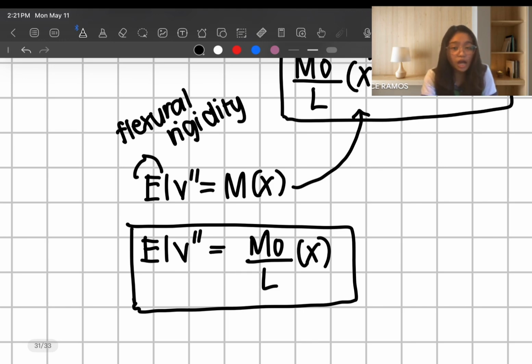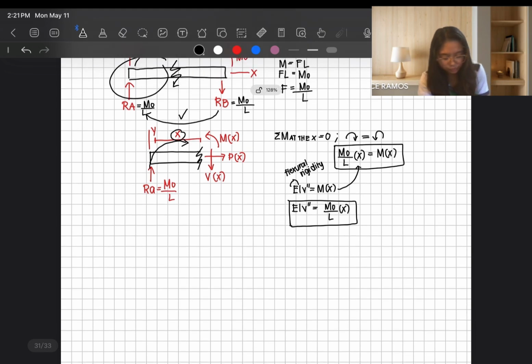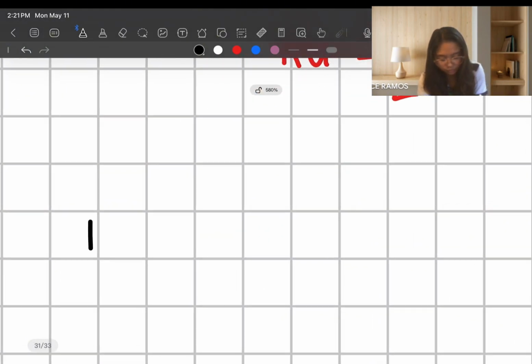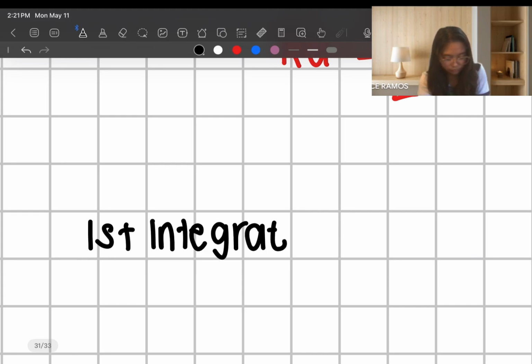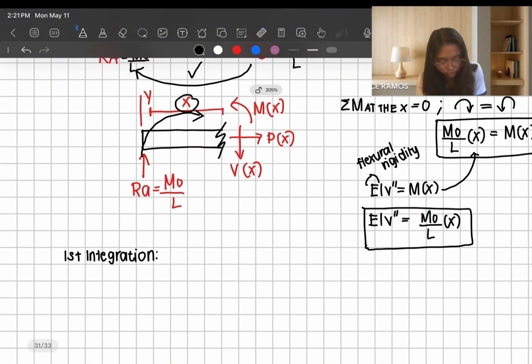And now, we will proceed to the double integration method. So, ano po yung sinasabing double integration method? So, double integration will help us to find the slope and the deflection equation. So, the first integration, it will give us the slope function. And for the second integration, it will give us the deflection function. So, let's start with the first integration. So, i-copy lang natin yung ating governing equation.